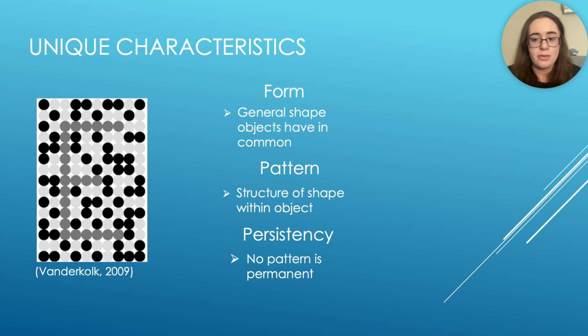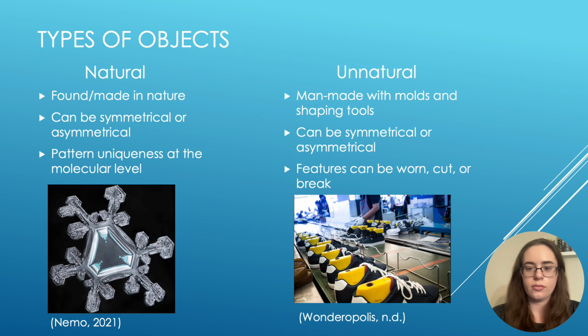As an example, I've included an image from the textbook which depicts circles of varying colors grouped into a rectangle. The general shape is rectangular, the form, but the shape of the pattern consists of circles which are arranged in a way that depicts the letter E. I found that while this image does not necessarily explain persistency, it does provide a simple example of form and pattern.